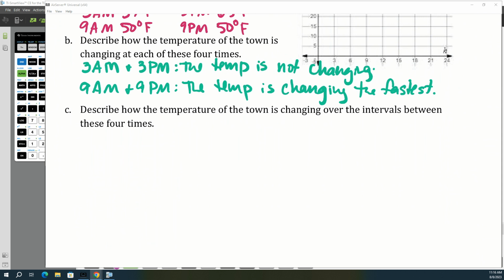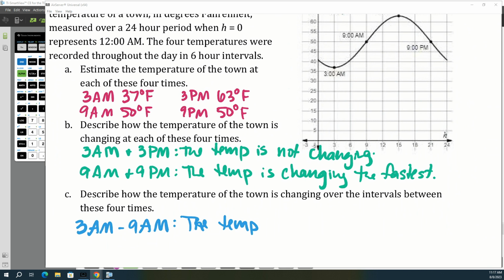One more problem is going to bring it all together. We're going to describe how the temperature of the town is changing over the intervals between these 4 times. All right, so we'll start with between 3 a.m. and 9 a.m. So we're talking about this section right here. Would you say the temperature is increasing or decreasing during that time? Increasing, because there's a positive slope.